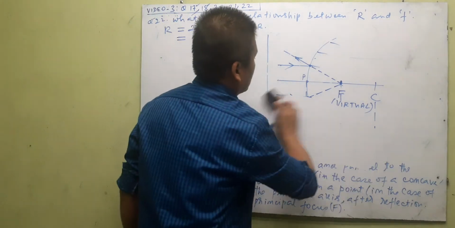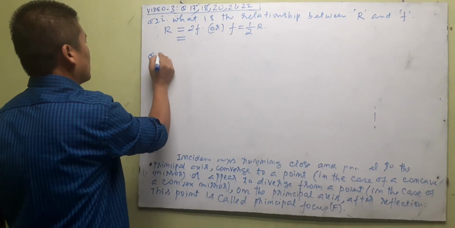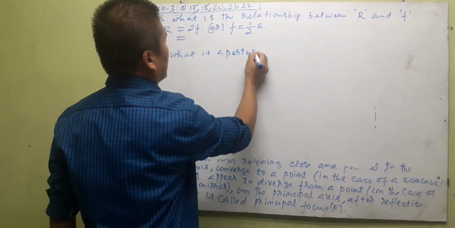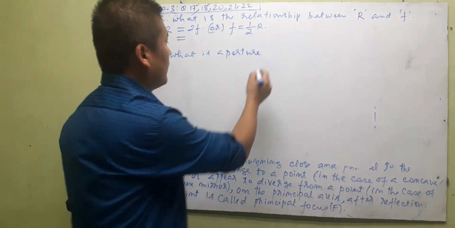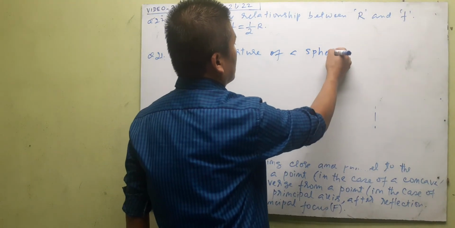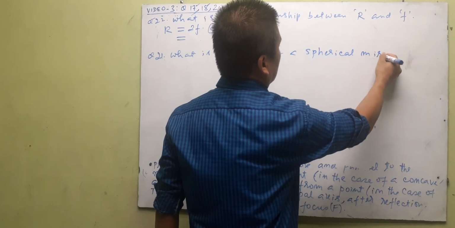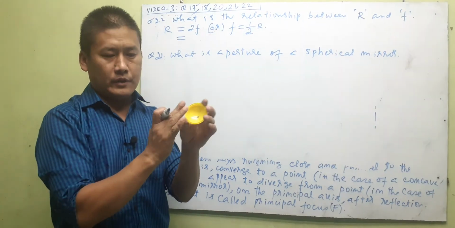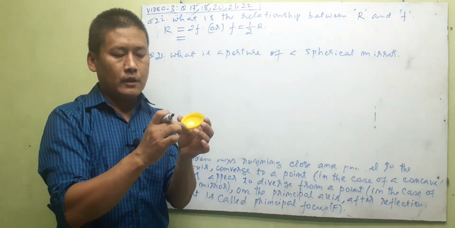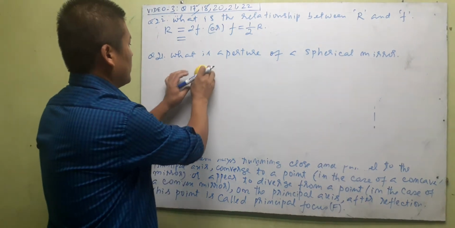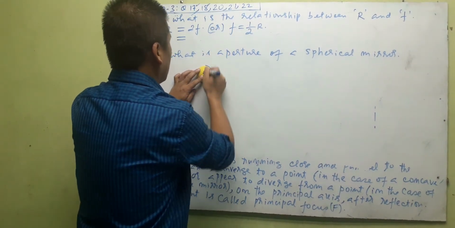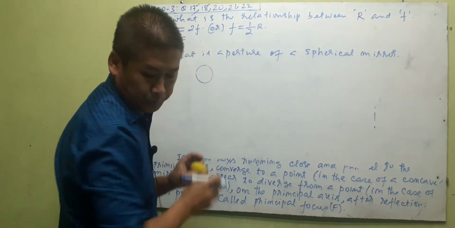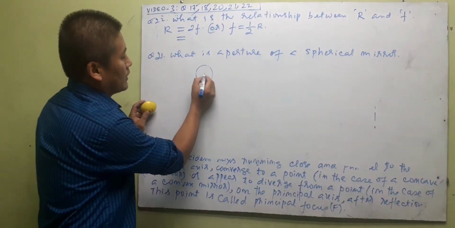Now, right here, question number 21: What is aperture? It is a final term for a mirror: the aperture of a spherical mirror. Let me explain it with this. You can also draw it. This is the concave mirror, let us say concave. Then you draw the outer ring, the outer boundary of the mirror. This one you draw, and then the center is here.